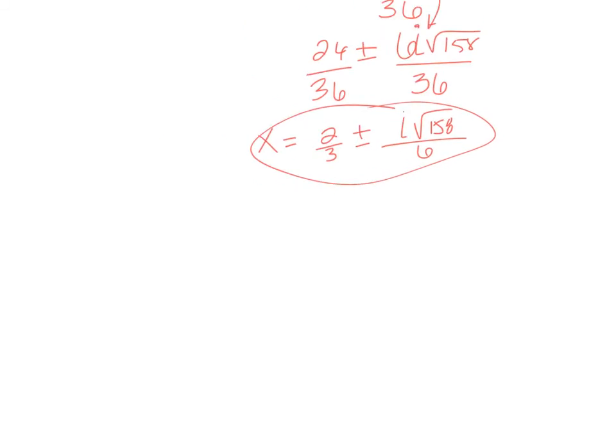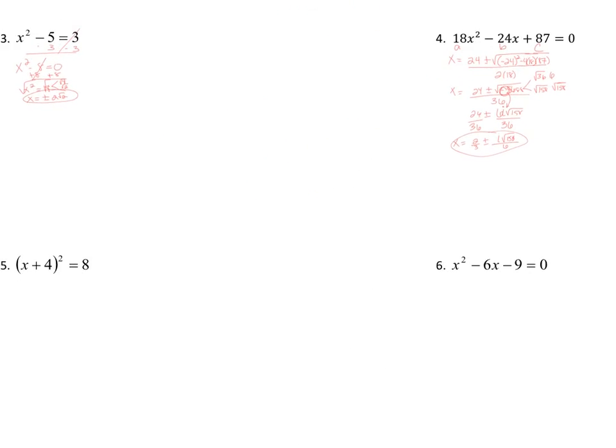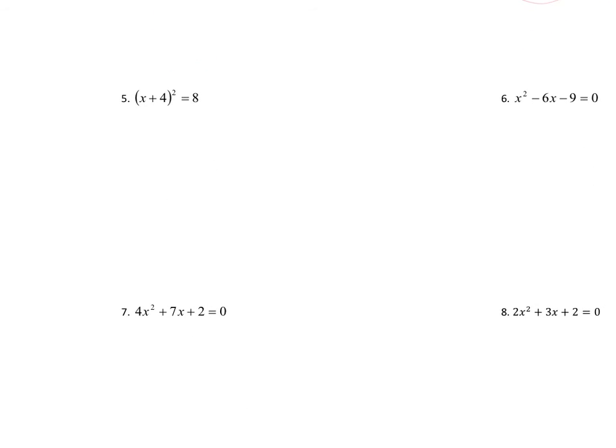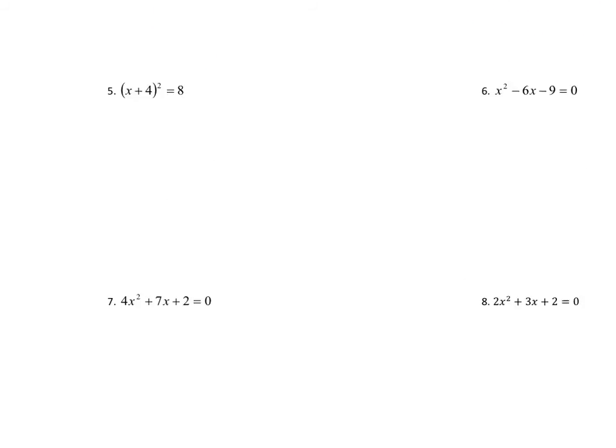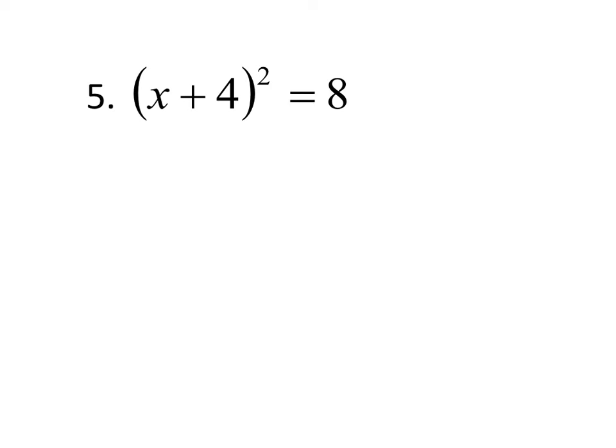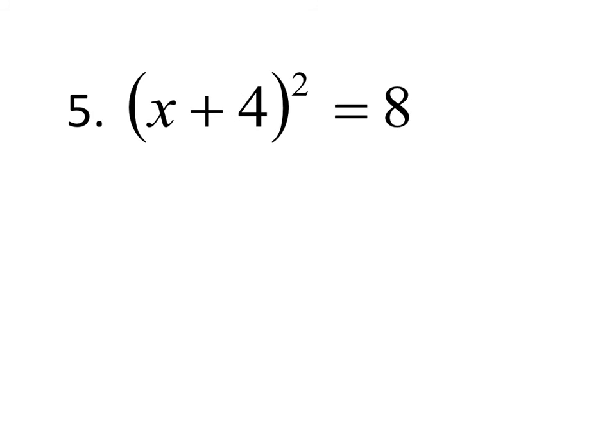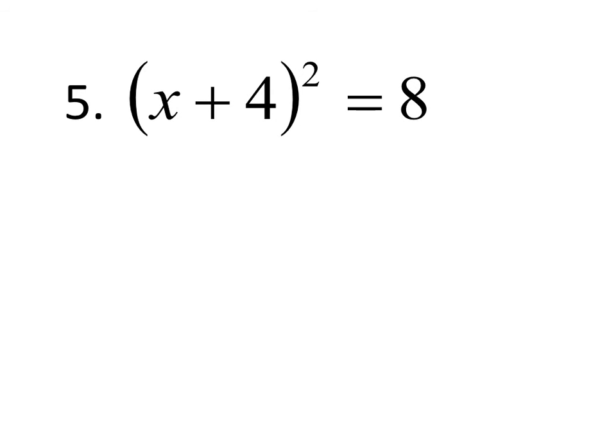The rest of the lesson's pretty much the same deal, besides number 5. So number 5, if you notice, has a squared. Now, of course, you can go ahead and box method that out, but remember the goal. The goal is to solve for x.